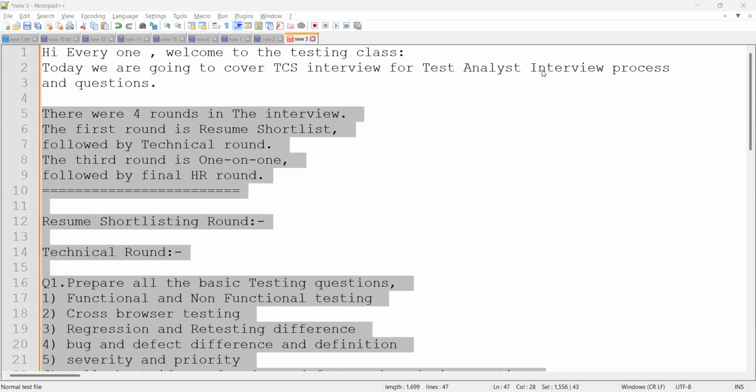So there were four rounds in the interview. As you can see, the first round is resume shortlisting. This is the basic round in which HR selects your resume on the basis of what all details you have put in the resume. So how does your resume get shortlisted?